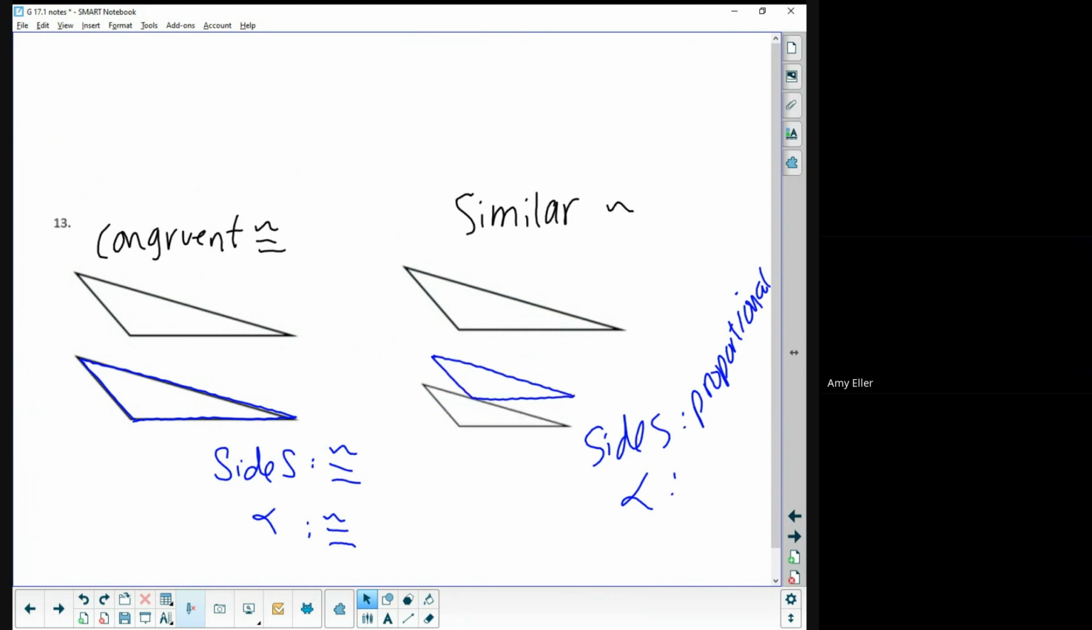This bottom angle matches. This angle is the same size, and this angle remains the same size. So your angles remain congruent.